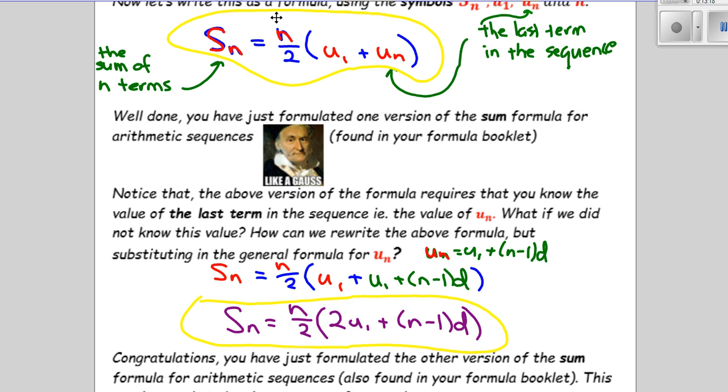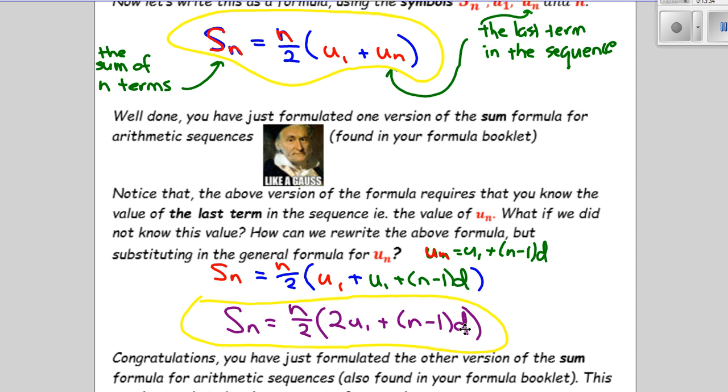So keep an eye out for a question that might be like that, because we'll be deciding which formula we're going to use. The most awkward ones could be when they give you the sum, they give you the n, they give you the u of 1, and they want you to solve for d, for example.